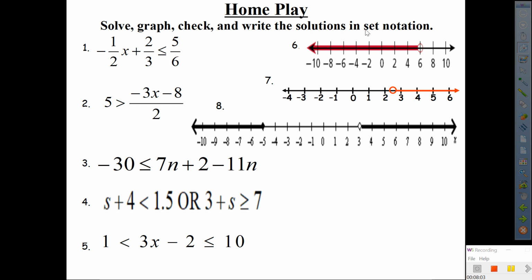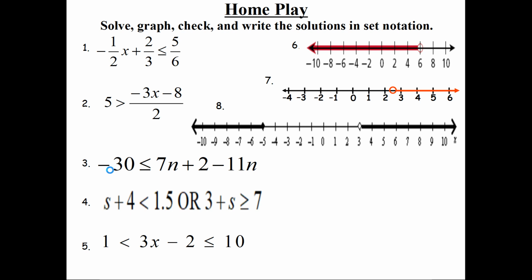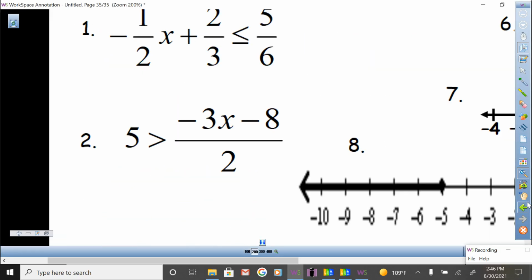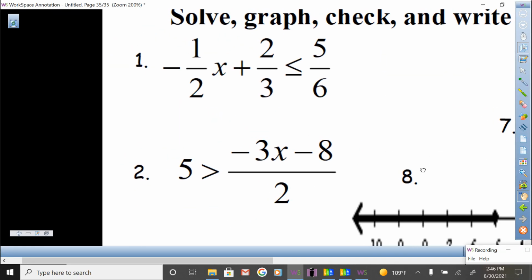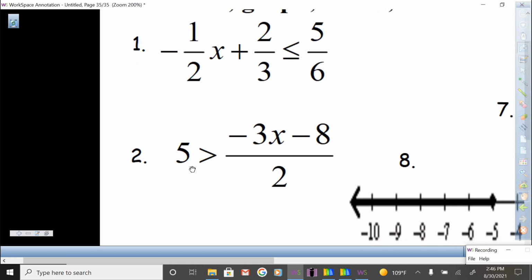Now the instructions you don't have to write because I'm going to give you the instructions again right now when we go through the lesson. So let me zoom into number 1. Number 1, negative 1/2 x plus 2/3 less than or equal to 5/6. Number 2, 5 greater than negative 3x minus 8 over 2.